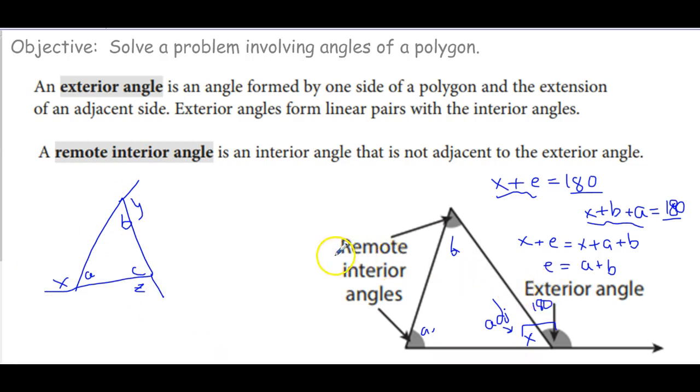And the word remote here is relative. It's relative to which exterior angle. So for X, angles B and C are the remote interior angles. For Y, since B is adjacent, A and C are the remote interior angles. For angle Z, which is adjacent to interior angle C, interior angles A and B are the remote interior angles. So every triangle has at least three equations based on this theorem, the exterior angle theorem for triangles.